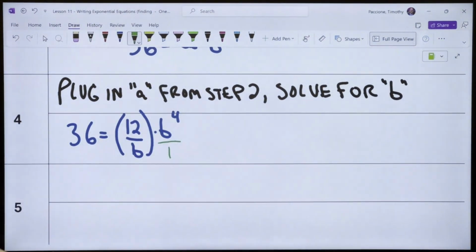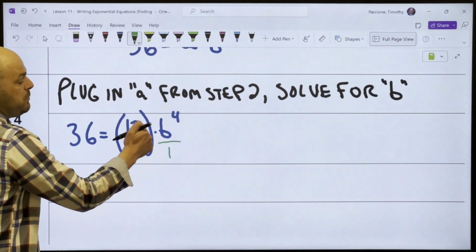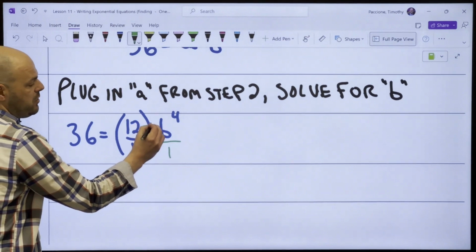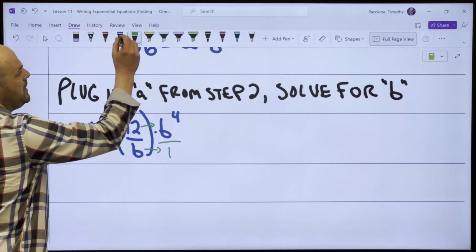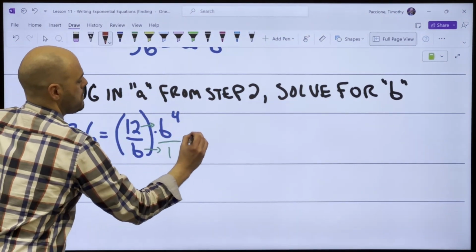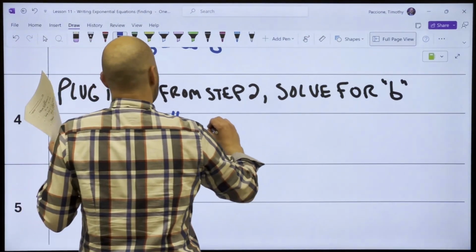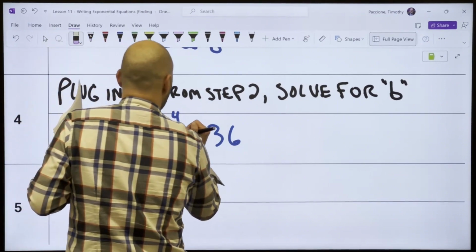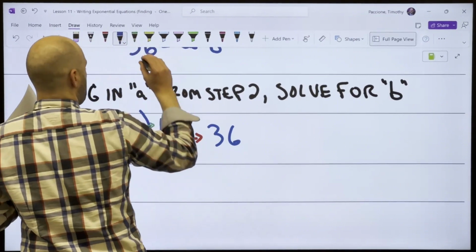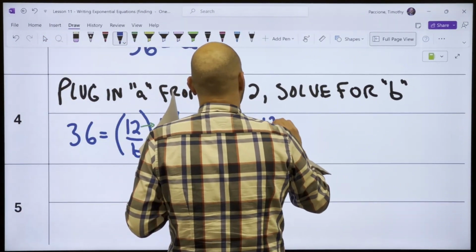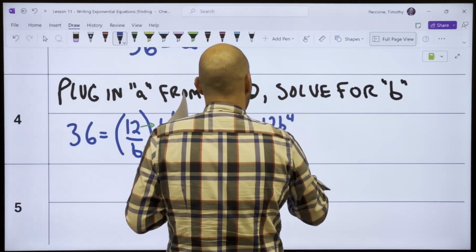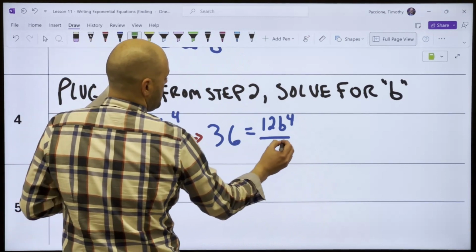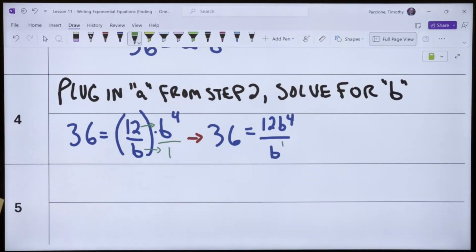Yeah, and you can do that in your head. You don't have to write this, but essentially the top would multiply and the bottom would multiply, right? Multiply across with fractions, and you'd end up with 36 equals 12b to the 4th over b.